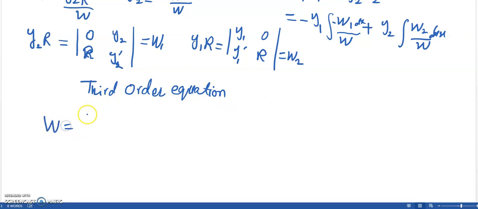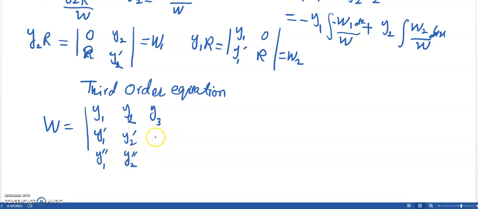Okay, so W will be then 3 by 3, so we will have 3 solutions from the homogeneous part of the solution, y1, y2, y3, and then the Wronskian which we will calculate will be y1 prime, then y1 double prime, then y2 prime, then y2 double prime, y3 prime, and y3 double prime. So this will be a 3 by 3 Wronskian in that case. So in that situation, then we can generalize it because we already know the pattern for 2 by 2.